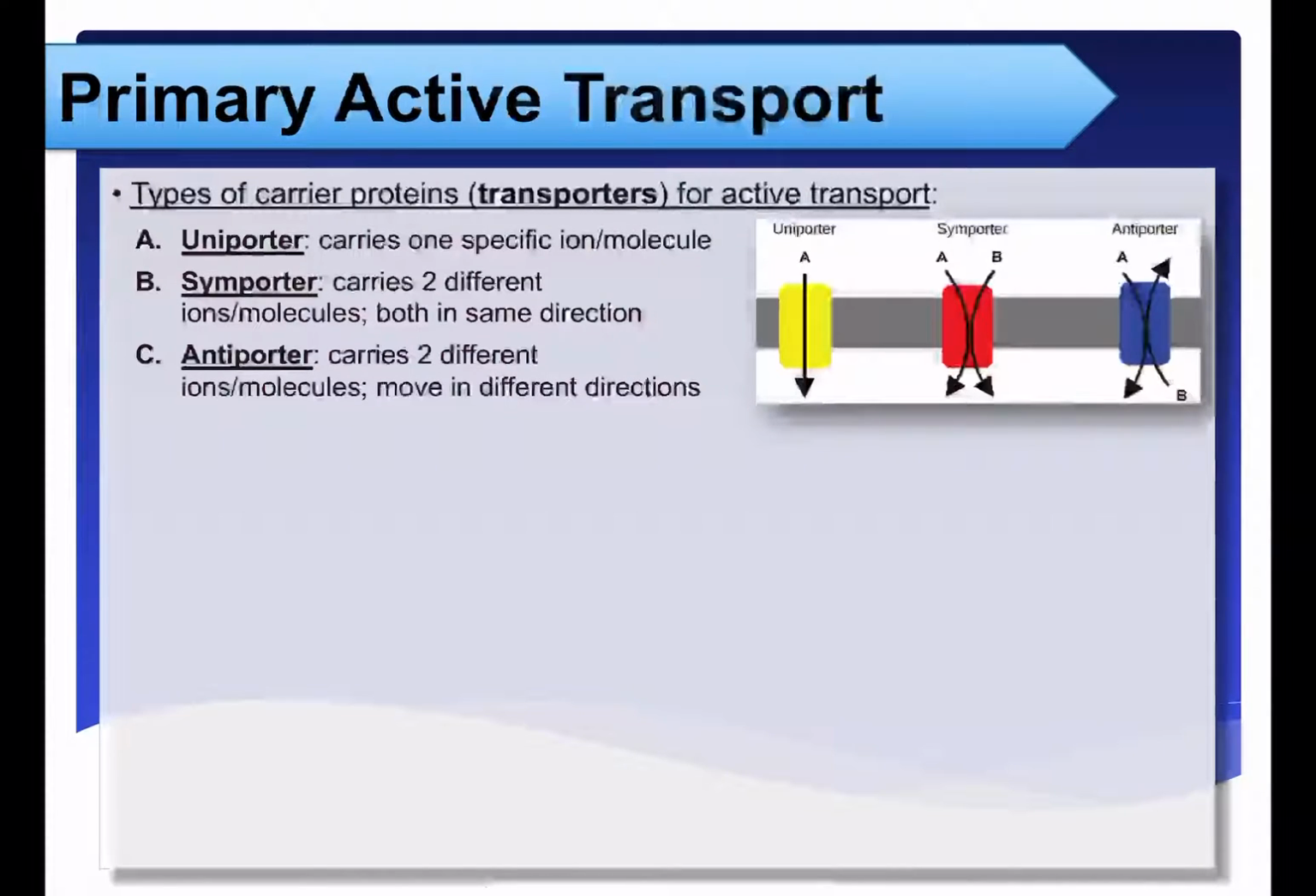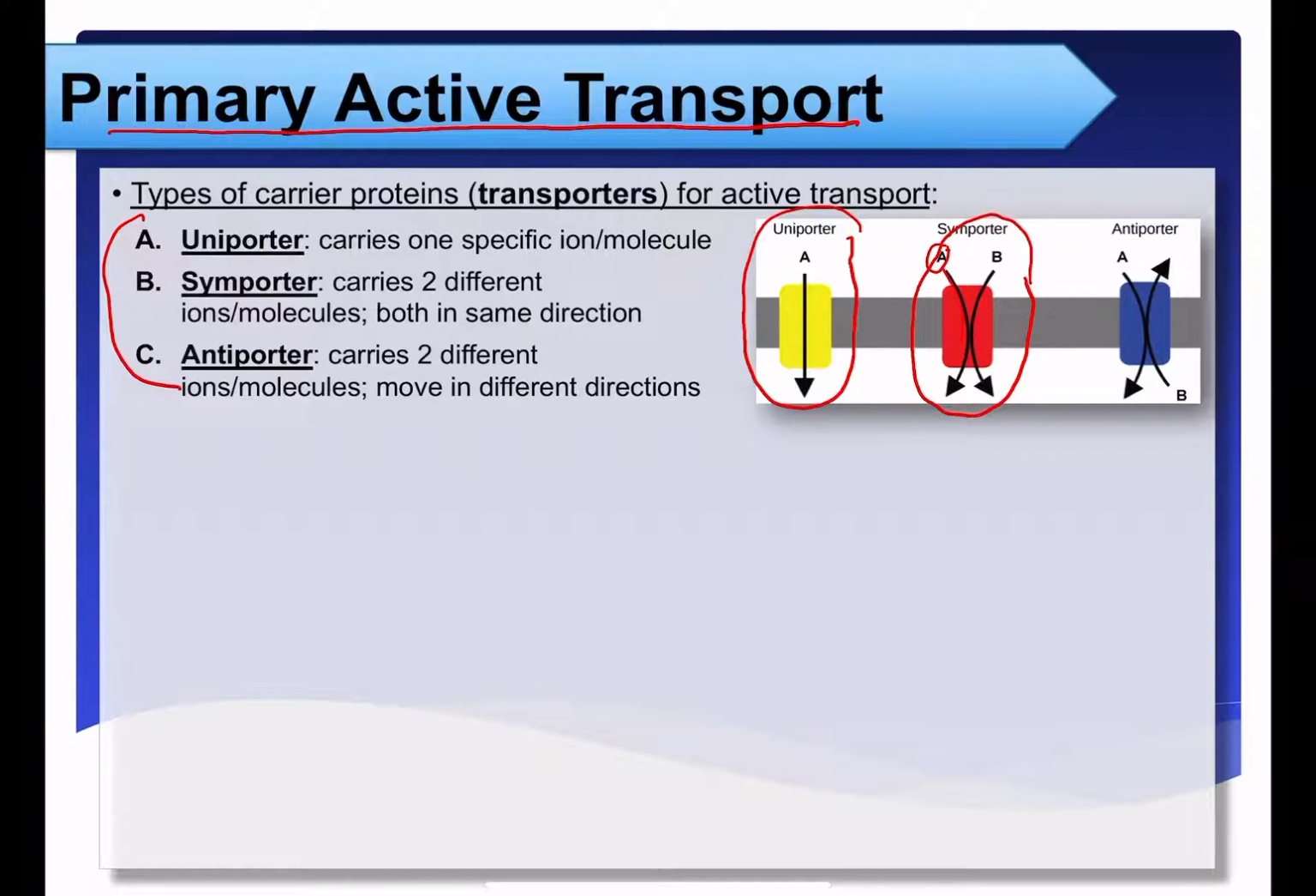All right, in cases where ATP is applied directly to transport, we call it primary active transport, okay? And the type of carrier proteins that does this type of transport can be divided into 3 categories. Uniporter, which carries only one substance at a time across the plasma membrane. Symporter actually moves 2 things simultaneously across the plasma membrane in the same direction.